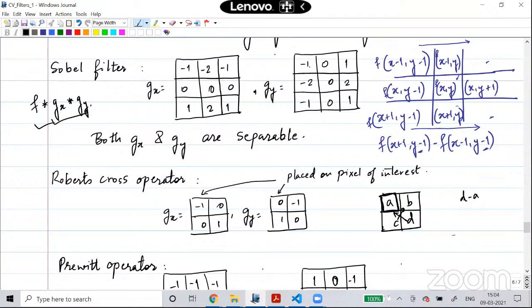Madam, will the sequence matter? What do you think? You remember the properties of convolution? Convolution is commutative. If you are doing actual convolution, not correlation, then it doesn't matter.